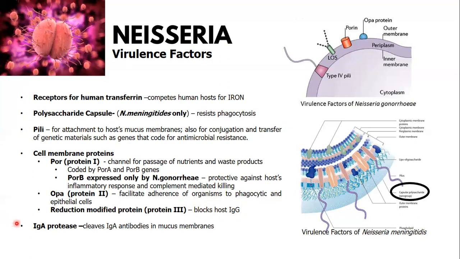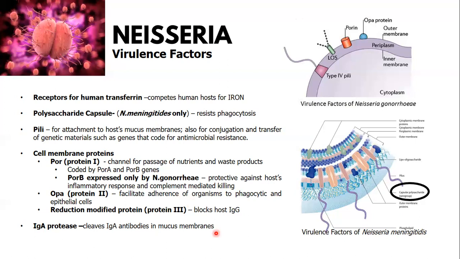Another important virulence factor produced by these two pathogenic Neisseria is the IgA protease that cleaves IgA antibodies in mucous membranes. In immunology, we learned that dimeric IgA populate the mucous membranes and serve as primary defenses for human hosts against bacteria that enter via the mucosal surfaces.